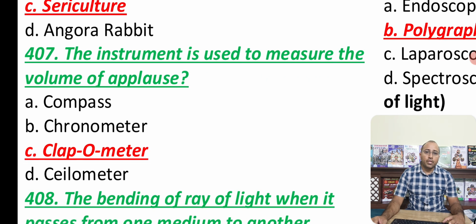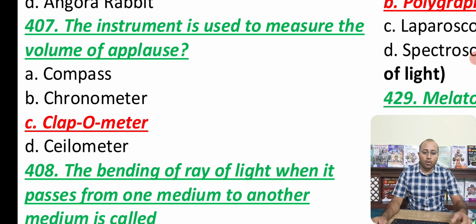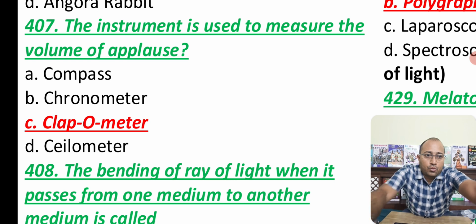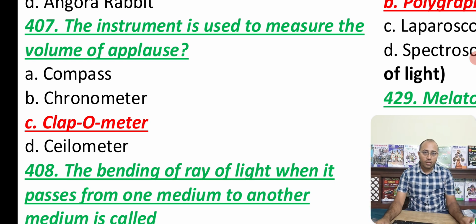Which instrument is used to measure the volume of applause? This is very important. You should know about it. The instrument is the clap-o-meter. So we have various instruments, like the compass for direction purposes.